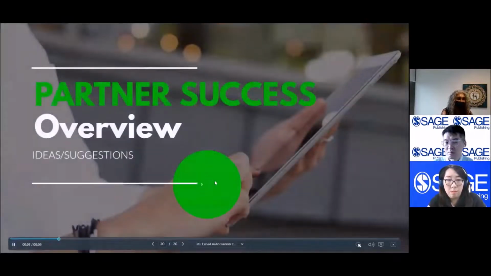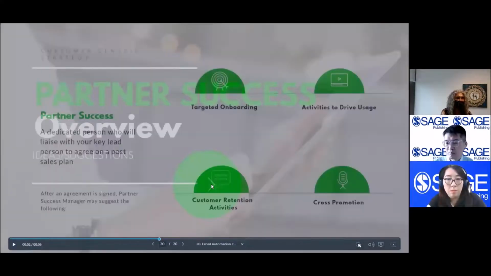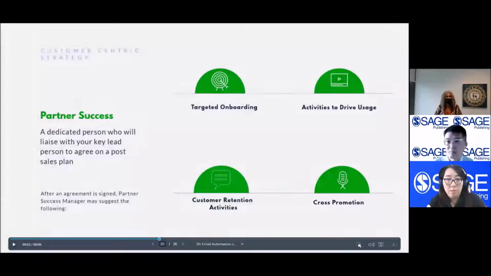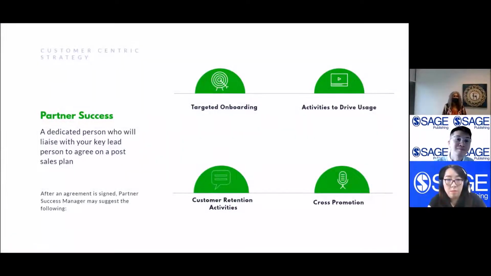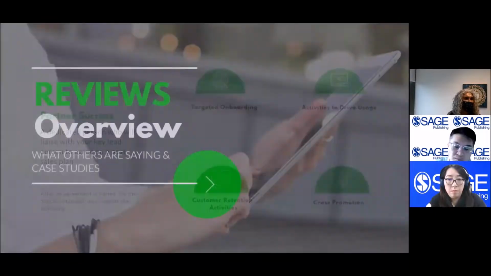So again, the new concept that we have, partner success, we can do onboarding, we can drive activities. How do we ensure that if you want to renew, what we can help you to proposition to your senior management about the value of Sage Campus, and then we can do cross promotion between Sage journals or Sage research methods and Sage Campus if you want to. So this is what we can do for you.